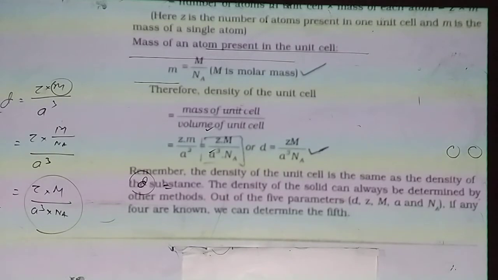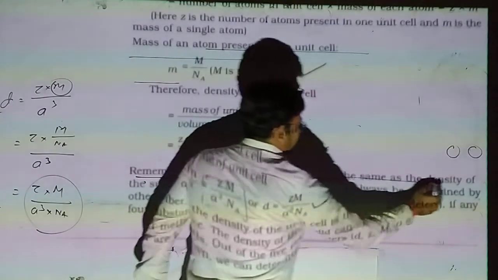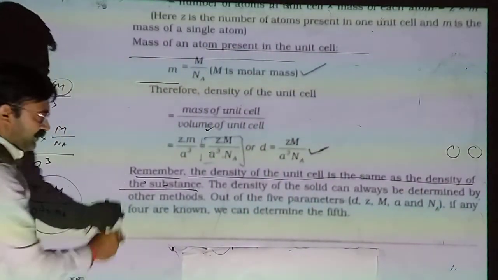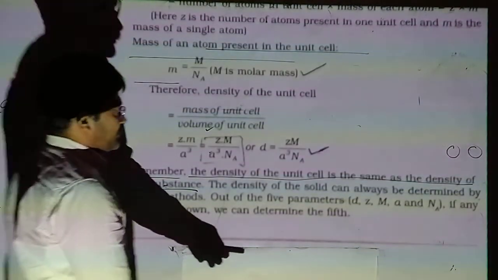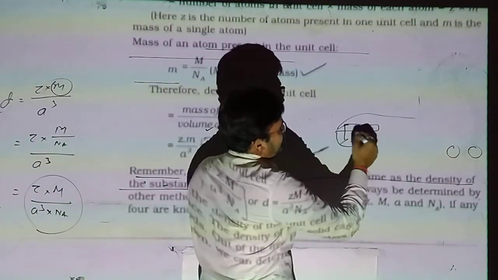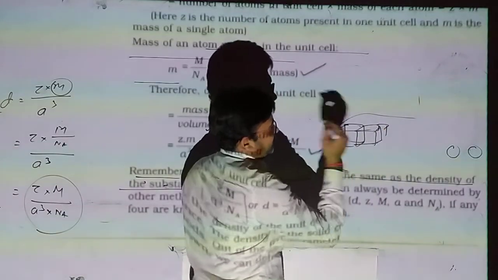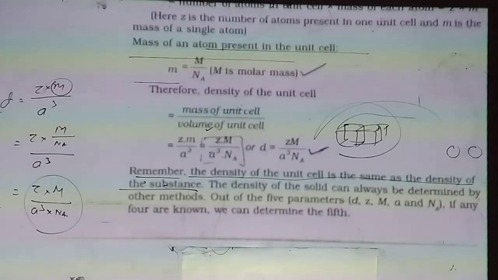Remember, the density of the unit cell is the same as the density of the substance. Underline it and store it in your mind. Remember, we are defining the density of the unit cell, which is also the density of the substance. Why? The unit cell is the smallest part which repeats throughout the substance, throughout the crystal. So density remains the same throughout the solid.